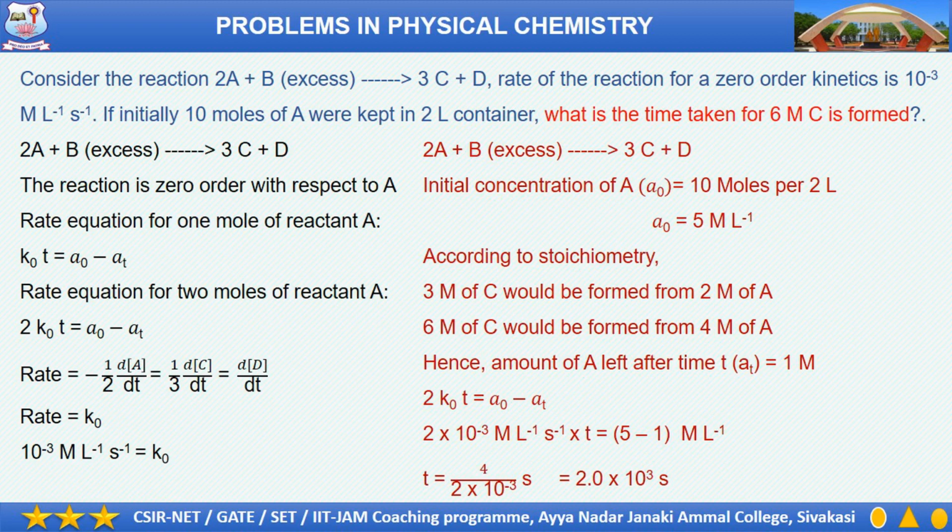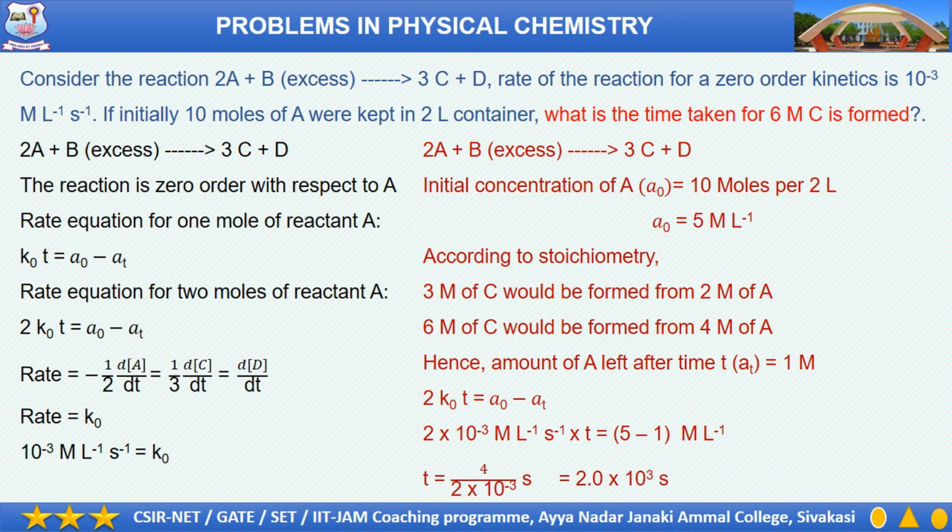The problem may not ask about D; here C can also be asked. What is the time taken for 6 moles of C to be formed? If it is asked for 6 moles of C to be formed, how many moles of A are to be consumed? For which you should take the stoichiometry. 3 moles of C would be formed by the consumption of 2 moles of A. For 6 moles of C to be formed, 6 into 2 by 3.